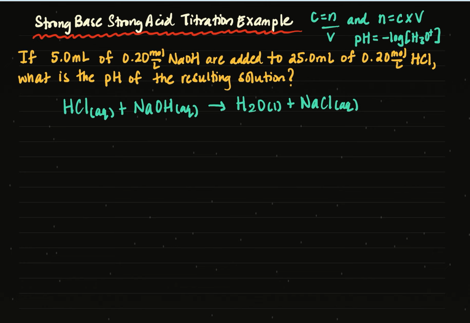So let's say we have 5 milliliters of 0.20 mole per liter NaOH, and we titrate that into acid of the same concentration of 25 milliliters. After you do this titration, what is the pH of that solution?